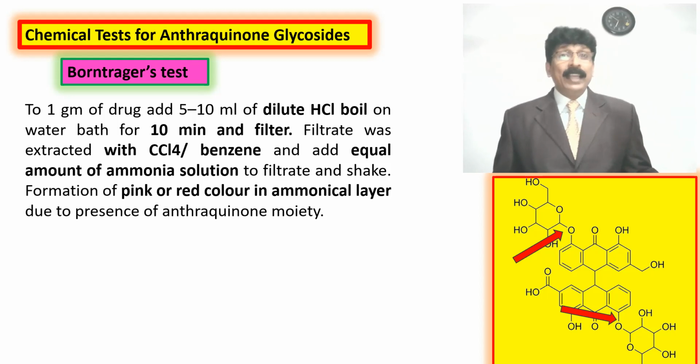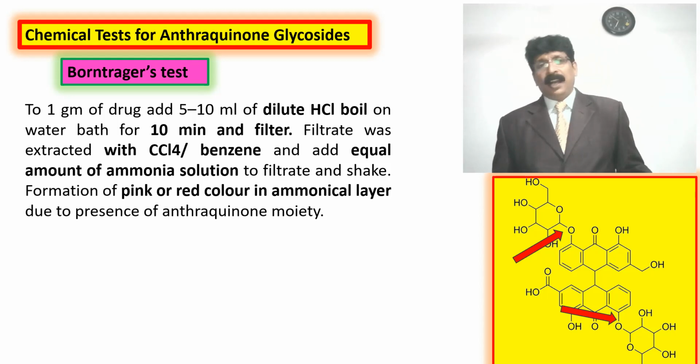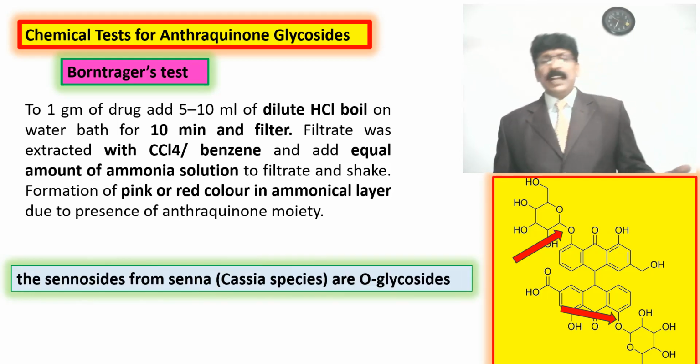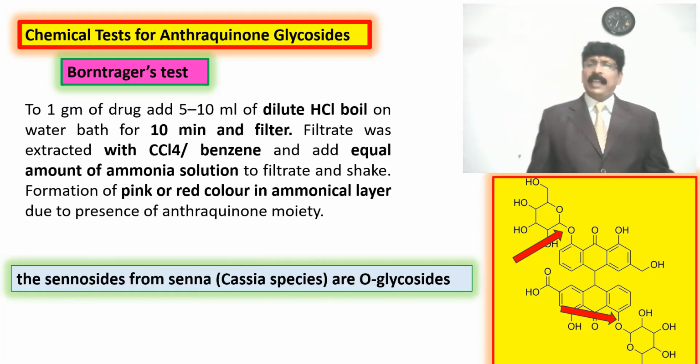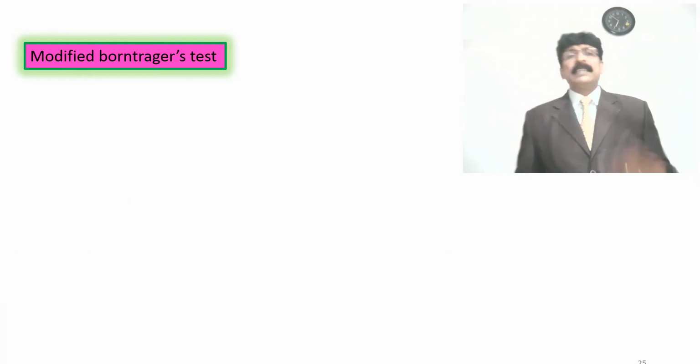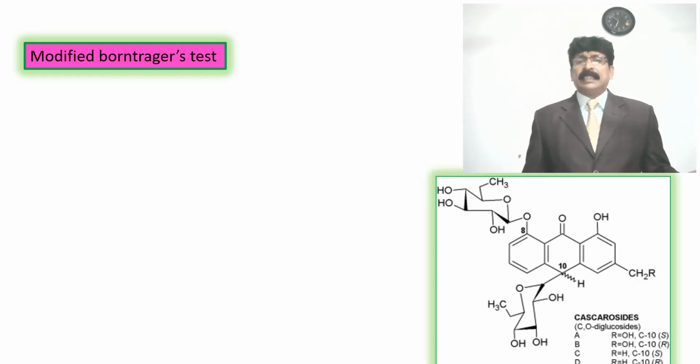Why? It is due to the presence of the anthraquinone moiety or anthraquinone glycoside. The sennosides are one example. There are sennoside A and sennoside B. Cascara species, which has O glycoside, will give this result. But there is a modified Borntrager's test, for structures not like the one I have shown here.